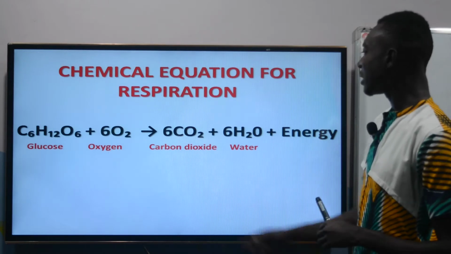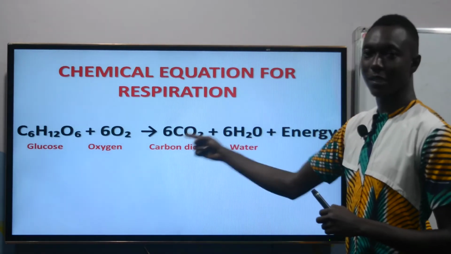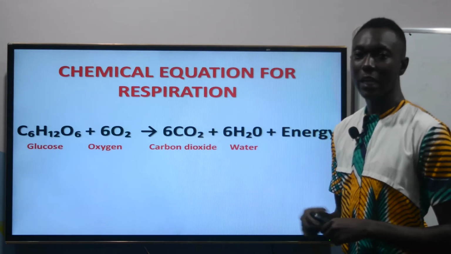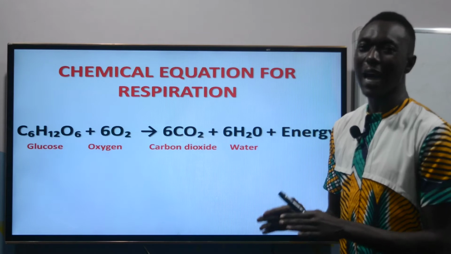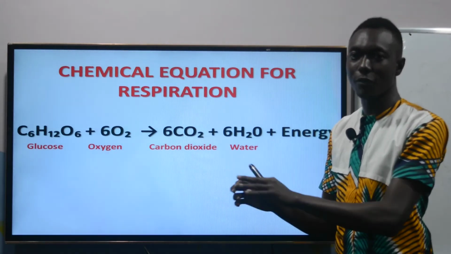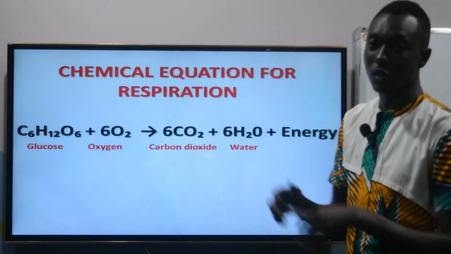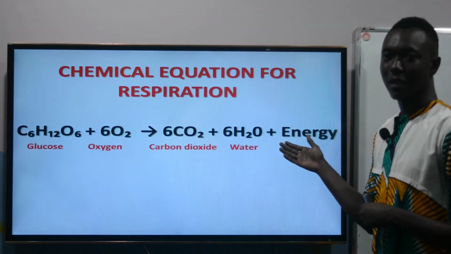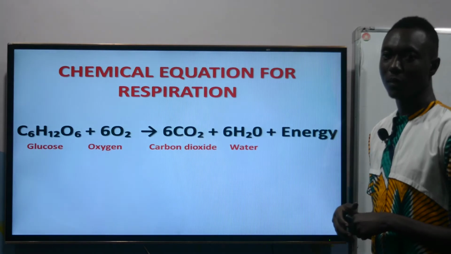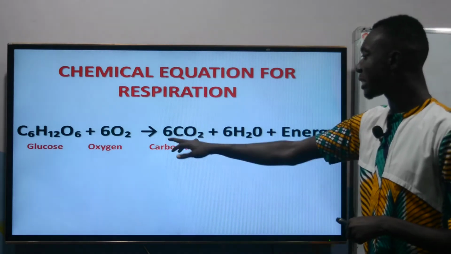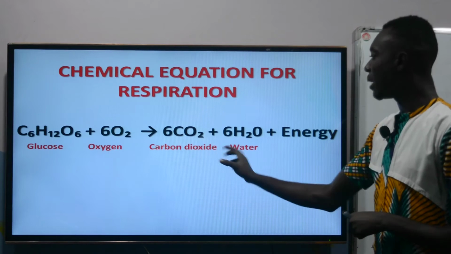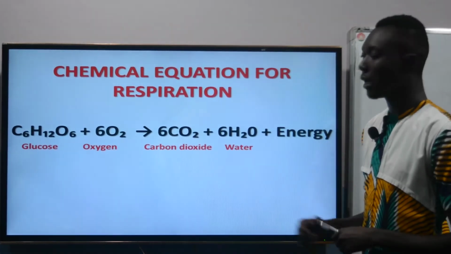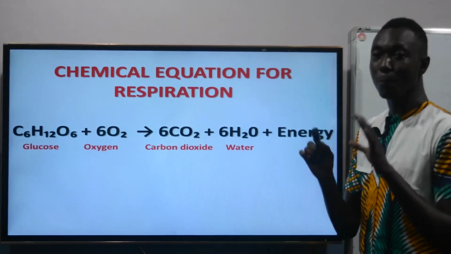Now remember that these two substances are byproducts, meaning they are products that are not needed by the body, therefore they will be disposed of. But then the main product needed is energy. So note, these are end products, but carbon dioxide and water are byproducts, and energy is the main product needed.